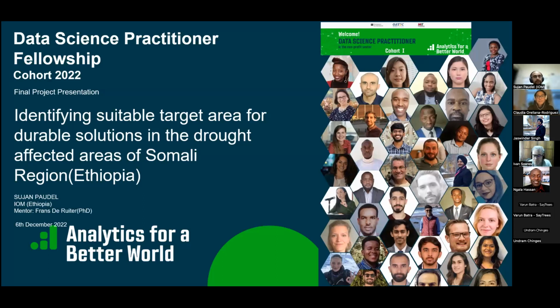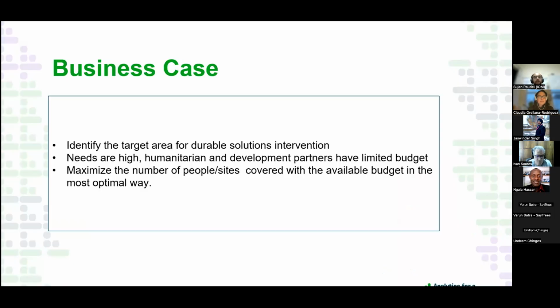So the title of my project was Identifying Suitable Target Area for Durable Solutions in the Drought Affected Areas of Somali Region. The business case being, we have here in Ethiopia, because of the drought and conflict, more than 2,000 displacement sites. And most of those sites require durable solution interventions. Given the limited budget and the limited number of partners here, it is difficult for us to prioritize the intervention area, basically.